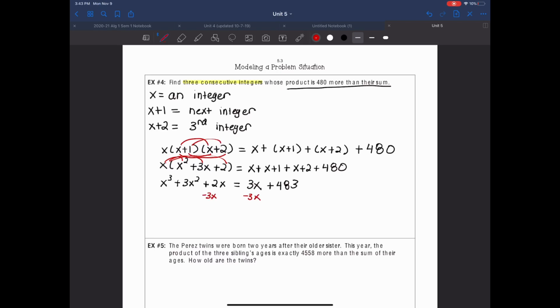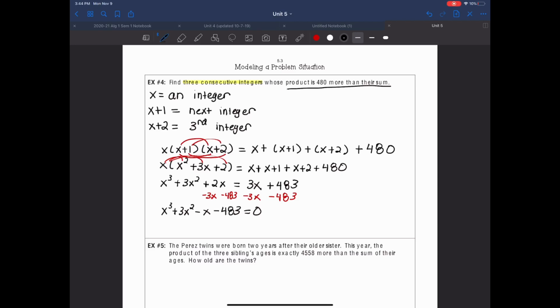And then I'm also going to subtract 483 from both sides. So now I'm left with x cubed plus 3x squared, 2x minus 3x is negative x, minus 483, and that equals 0.